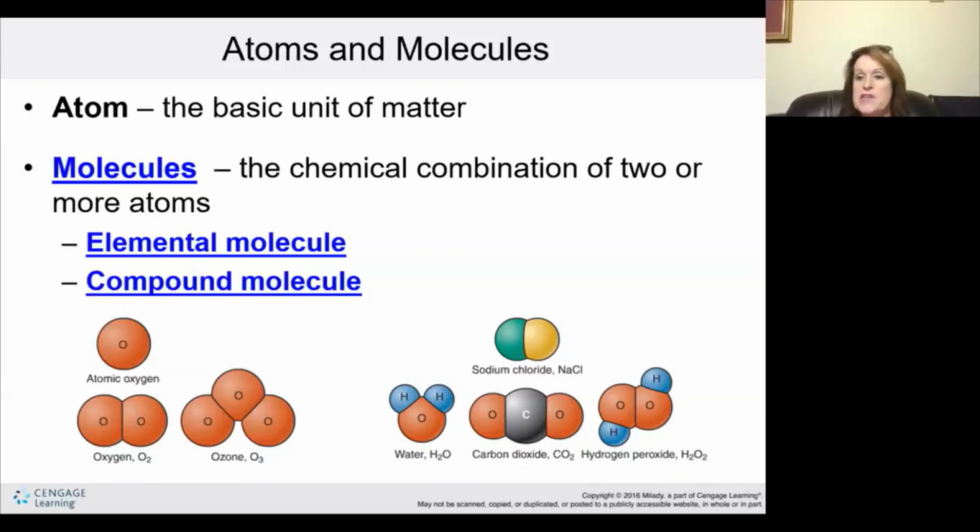Compound molecule: these are chemical combinations of two or more atoms of different elements in fixed proportions. So compound molecules are different elements in fixed proportions. Sodium chloride, NaCl, or common table salt, is a compound molecule that contains one atom of sodium and one atom of chloride.